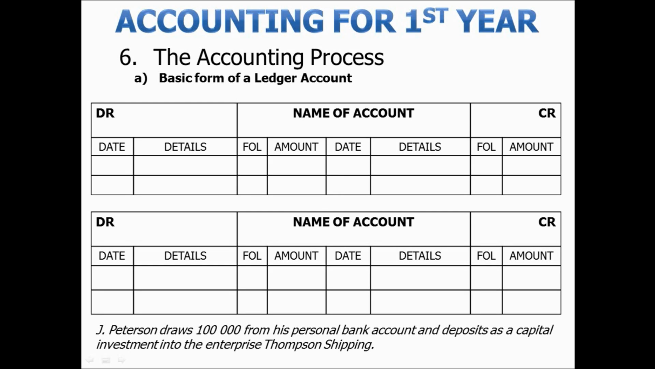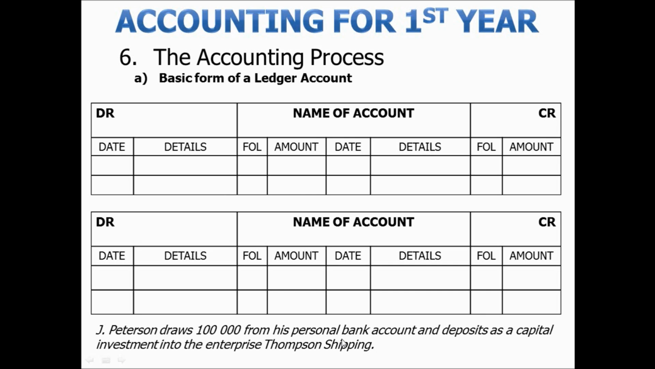The accounting process. Let's quickly have a look at the basic form of a ledger account using all the knowledge we have acquired thus far. We'll be using one of the previous examples. J. Peterson draws 100,000 Rand from his personal bank account and deposits this as a capital investment into the enterprise Thompson Shipping. So the first question we need to ask is, what is the effect of the transaction on the basic accounting equation?